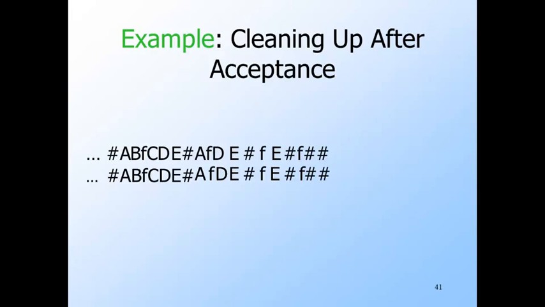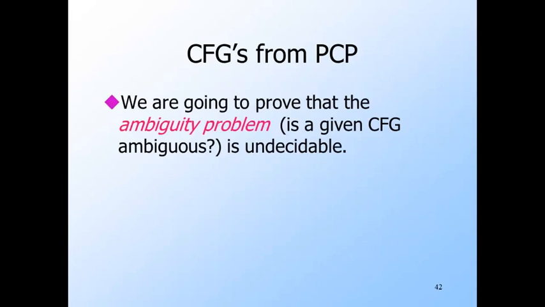Now we know that PCP is undecidable because we successfully reduced L sub U to its own language, M sub PCP. And we're going to reduce PCP to the problem, is a context-free grammar ambiguous?